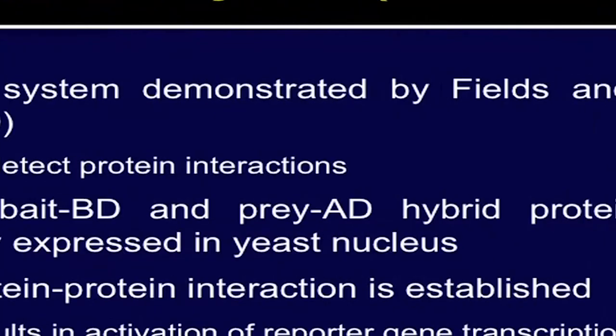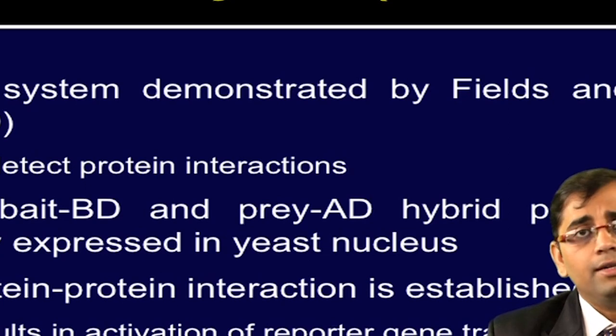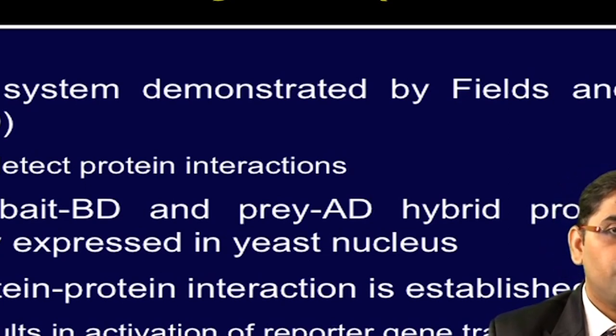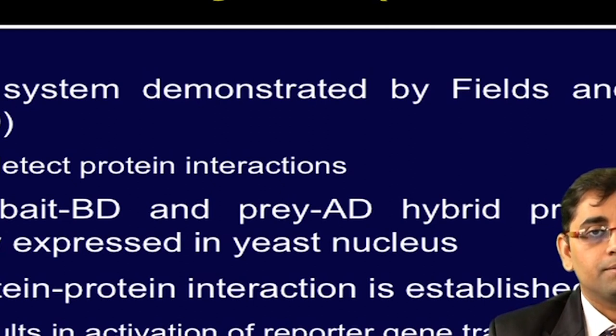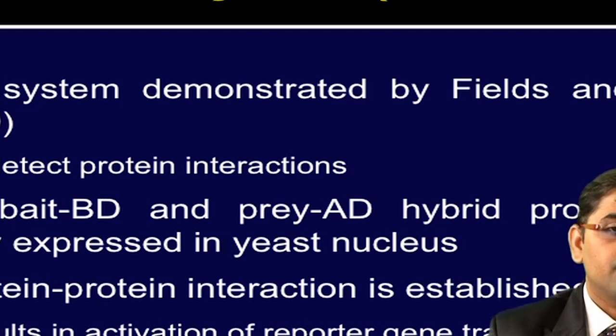So, the successful interaction of bait and prey protein activates the transcription of reporter genes. The yeast two-hybrid system was first demonstrated by scientists Fields and Song in 1989 for studying protein interactions. Since then, this approach has been widely used in different organisms for various types of biological questions. In general, the yeast two-hybrid system uses a bait binding domain and a prey activation domain. These hybrid proteins are jointly expressed in the yeast nucleus.